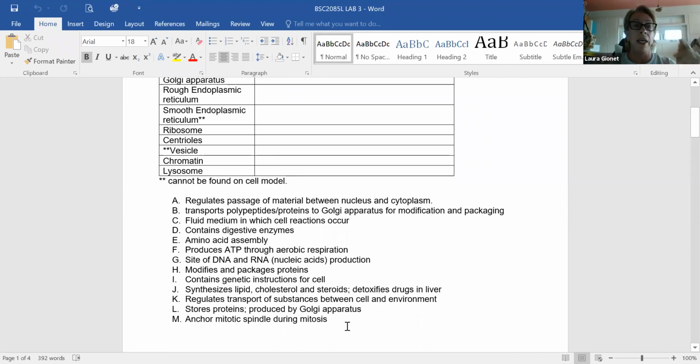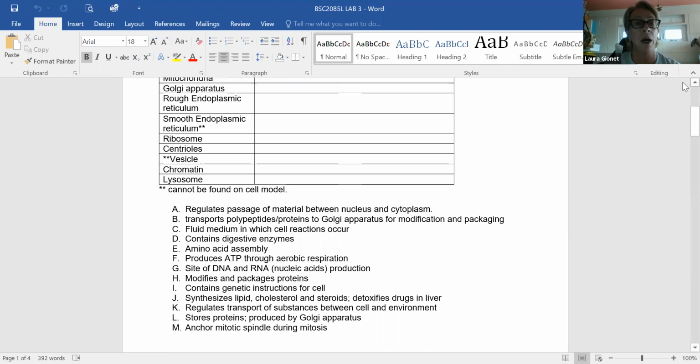Anyway, the easiest thing to do in a circumstance like this, where all these functions are listed here, is to read the function and then go to the list and try to match it up. It's faster that way. So we're going to start with A, regulates passage of material between the nucleus and the cytoplasm.